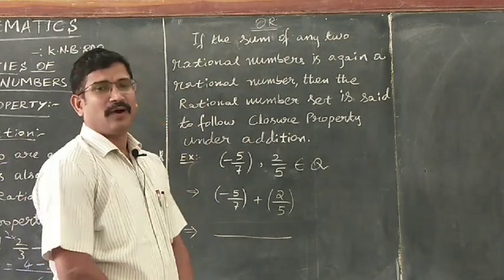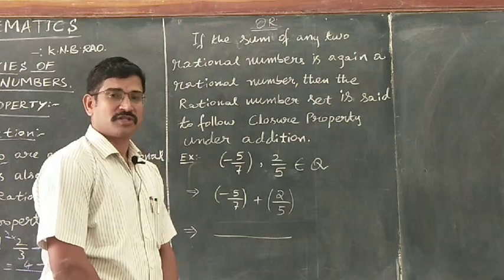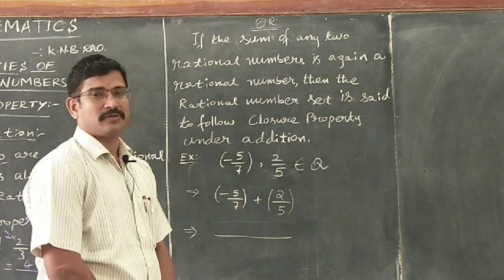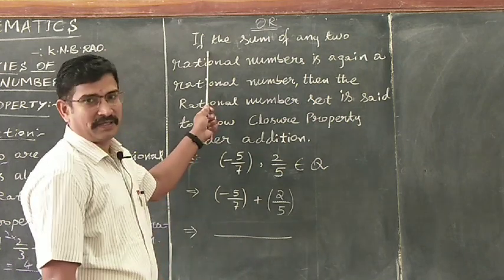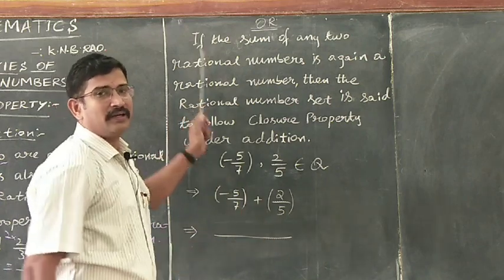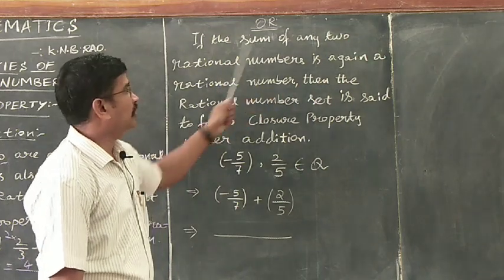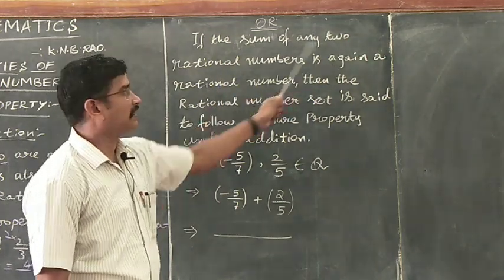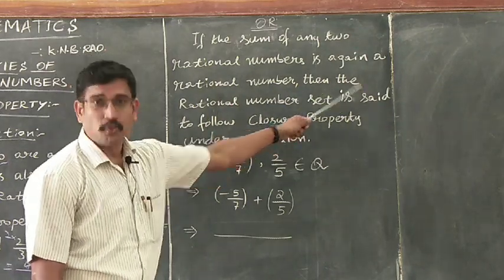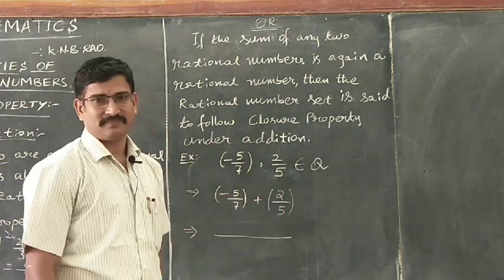Hi children, now we are going to see the generalization of closure property under addition, and we will see it for subtraction also. See, this is the generalized statement. You need to know both the mathematical statement as well as the generalized statement. The generalized statement tells us that if the sum of any two rational numbers is again a rational number, then the rational number set is said to follow closure property under addition.